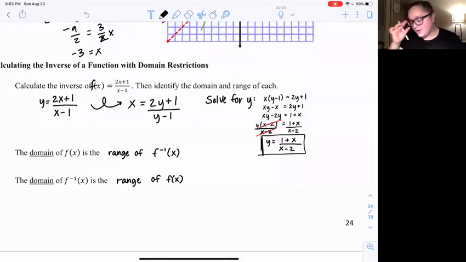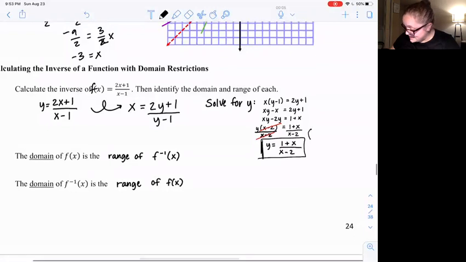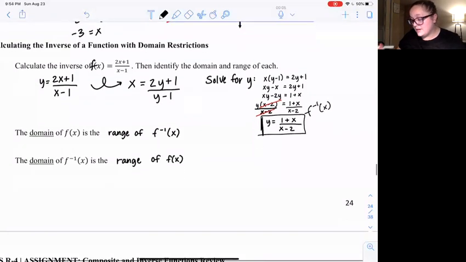Welcome back. Hopefully you found that in solving for y, you got y equals 1 plus x divided by x minus 2. Now, remember that this was our function, f of x, 2x plus 1 over x minus 1. That's the function. This right here is f inverse of x. So now remember, the domain of f of x is the range of f inverse of x.